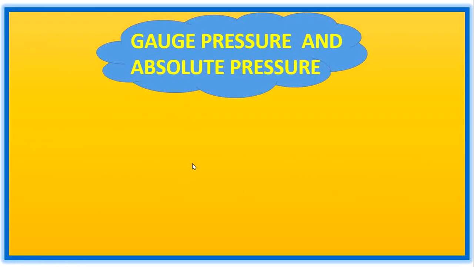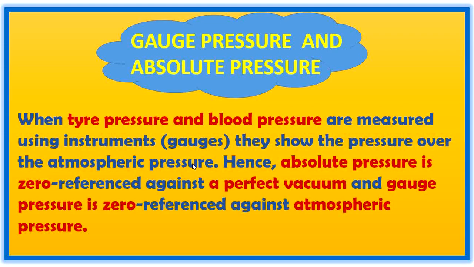Gauge pressure and absolute pressure. Now let us go to the next topic, gauge pressure and absolute pressure. What is called gauge pressure and absolute pressure? When tire pressure and blood pressure are measured using instruments like gauges, they show the pressure over the atmospheric pressure. While we measure the blood pressure, it gives the reading against the atmospheric pressure. Now if the absolute pressure is 0, it is referenced against a perfect vacuum. If the gauge pressure is 0, it is referenced against the atmospheric pressure.